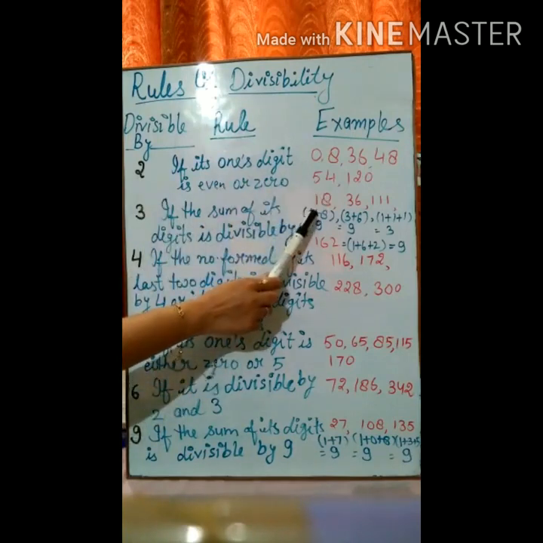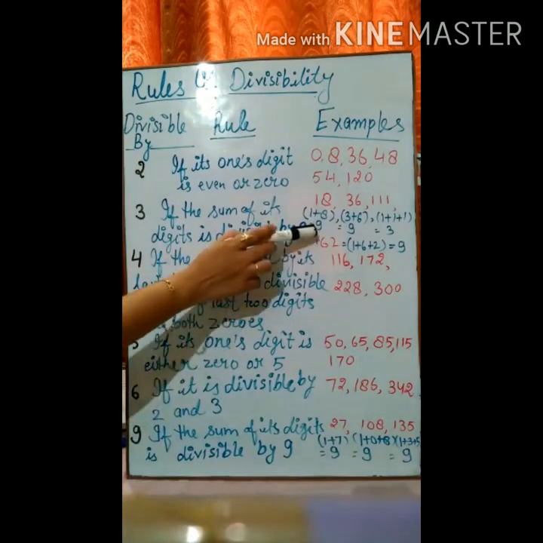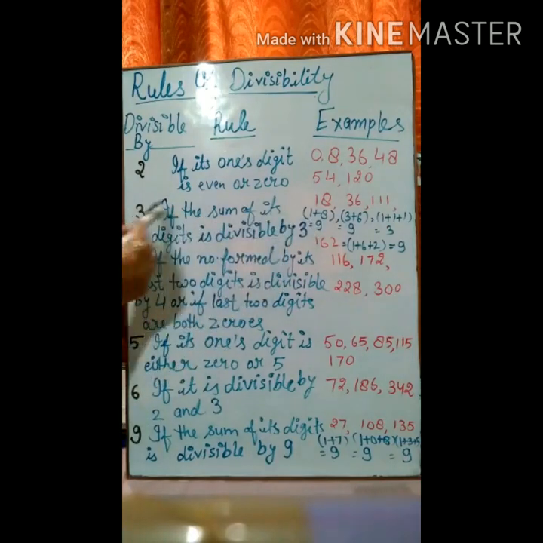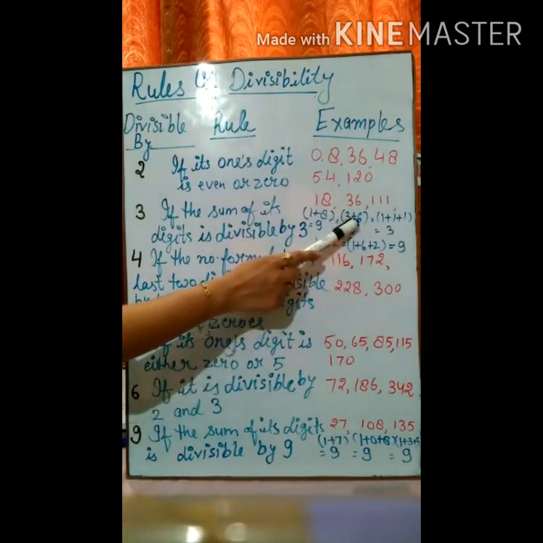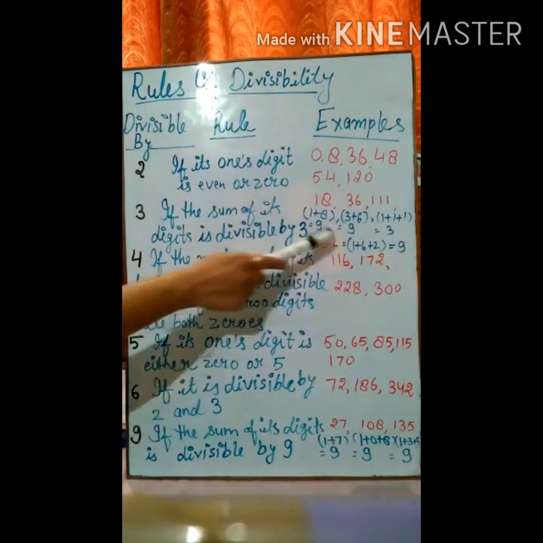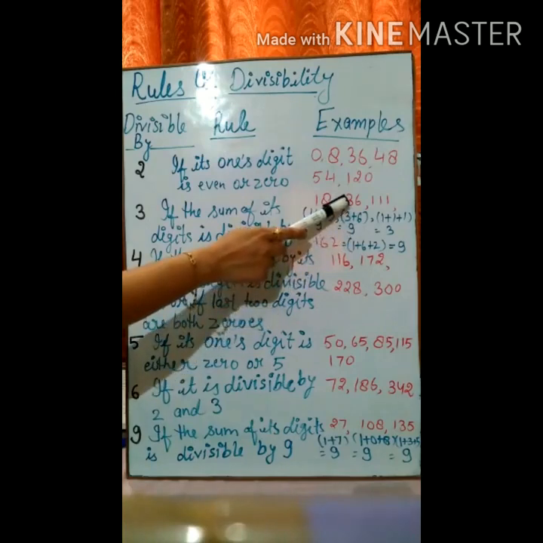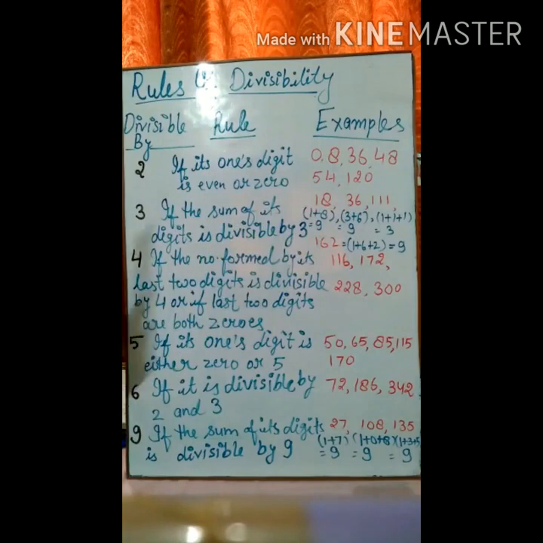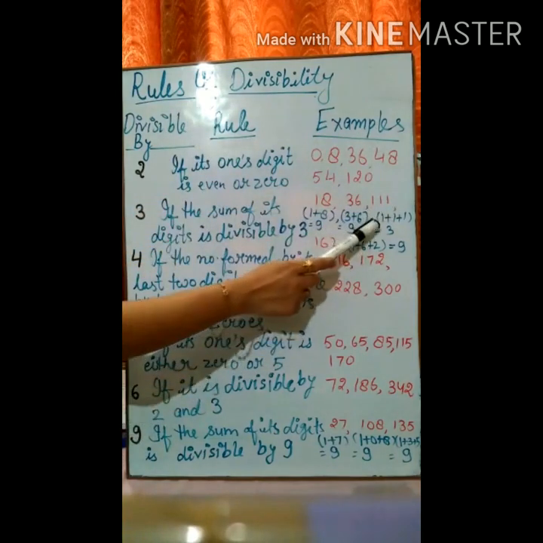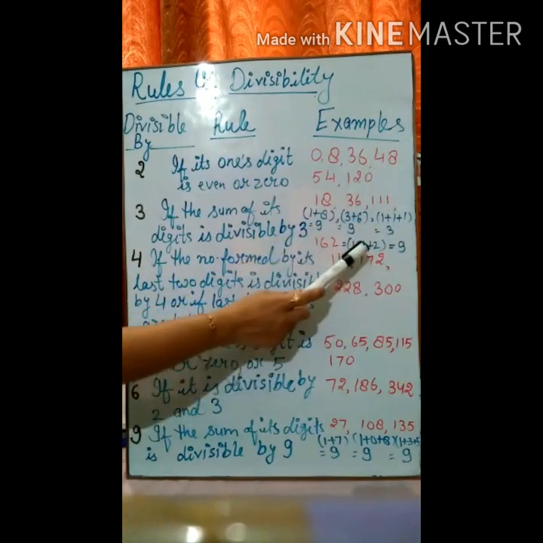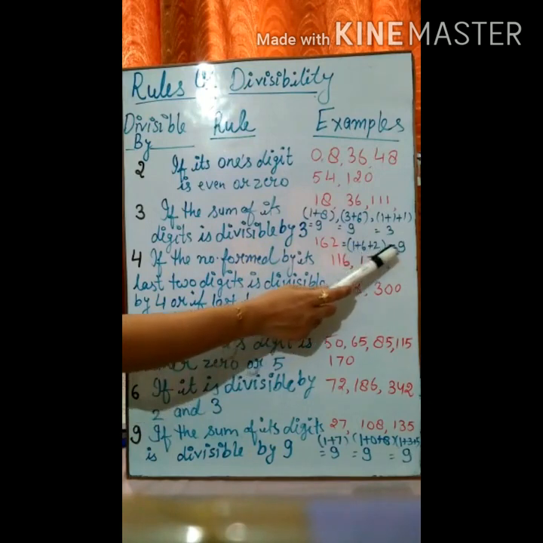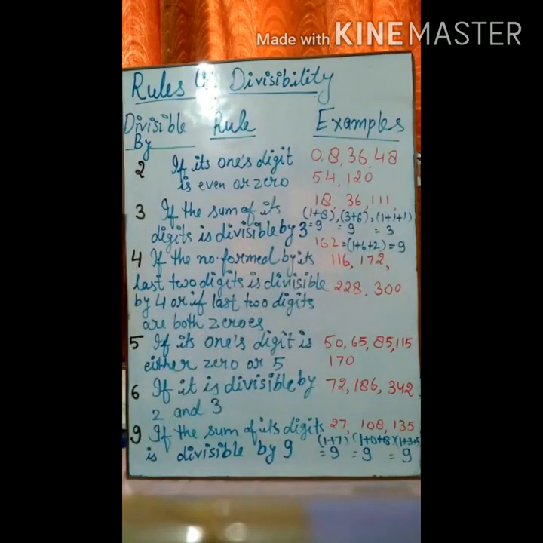Let's add: 1 plus 8 is equal to 9, and we know that 9 is divisible by 3. So, 18 is also divisible by 3. 36. Sum of its digits: 3 plus 6 is equal to 9. 9 is divisible by 3. So, 36 is also divisible by 3. Similarly, 111. 1 plus 1 plus 1 is equal to 3. Next, 162. 1 plus 6 plus 2 is equal to 9, and we know that 9 is divisible by 3. So 162 is also divisible by 3.